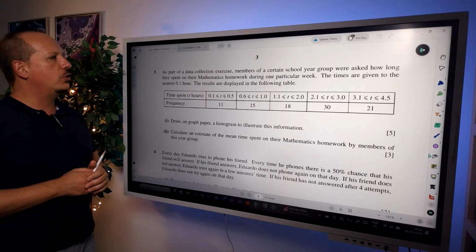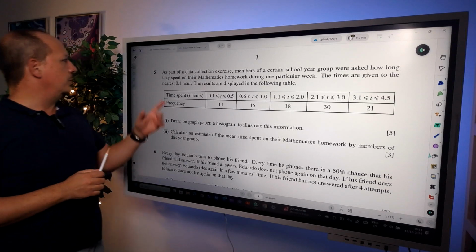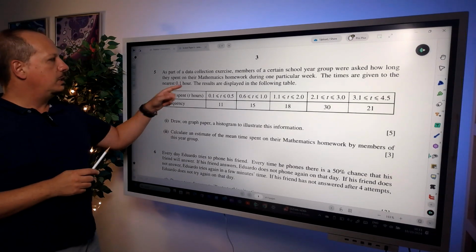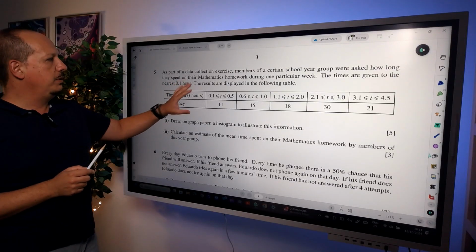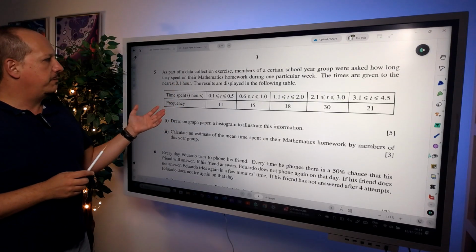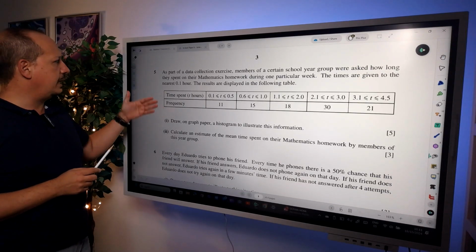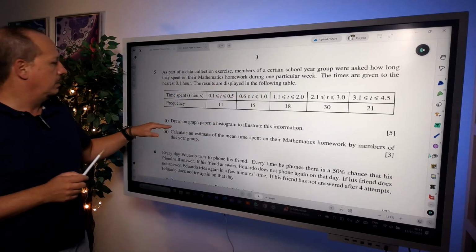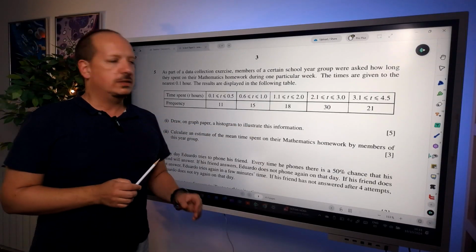on their mathematics homework during one particular week. The times are given to the nearest 0.1 hour, and the results are displayed in the following table. So here you have the table. You have that information, and then you have to use this information to draw, in the first sub-question, on graph paper a histogram to illustrate the information.